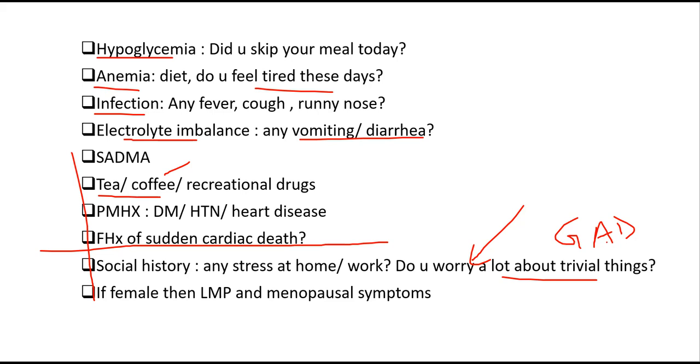Is there any stress at your home? Do you do any work? Is there any stress at your work? Any financial issues? And then ask, do you worry a lot about most of the small trivial things?